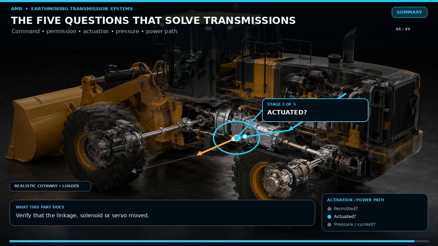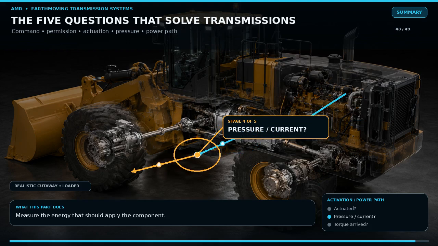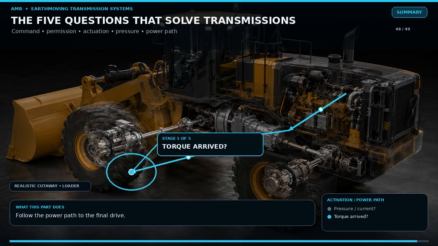Do not jump from a warning code to a transmission overhaul. Do not jump from low speed to a new pump. Use the application chart, hydraulic schematic, electrical schematic, live data, pressure specifications, and safe mechanical inspection for the exact serial number. The architecture can be manual, power shift, hydrostatic, power split, or electric, but diagnostic discipline remains the same. Understand the command, prove each stage, and let the evidence identify the failed component.